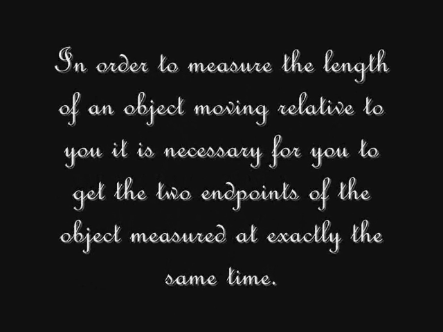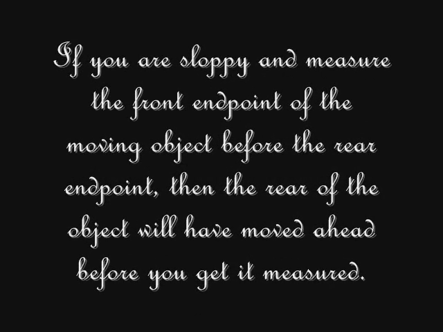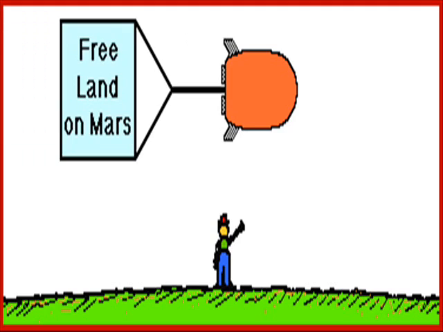Another key idea in the theory of special relativity is the notion of length contraction. In order to measure the length of an object moving relative to you, it is necessary for you to get the two endpoints of the object measured at exactly the same time. If you are sloppy and measure the front endpoint of the moving object before the rear endpoint, then the rear of the object will have moved ahead before you get it measured. This can make all of your numbers come off wrong.